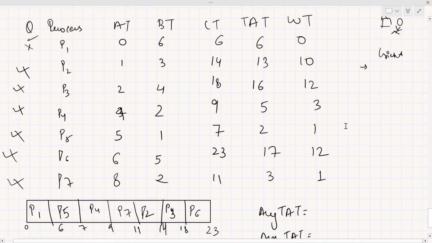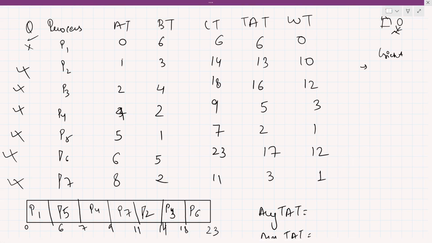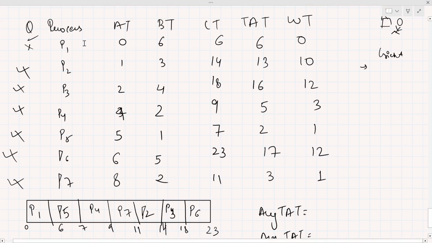This is the SJF scheduling algorithm, which is the shortest job first scheduling algorithm. I hope you understand why I chose P1 first, because at arrival time 0 only one process is available. Among the 5 processes, why I selected a particular process like P5, is because of burst time. When so many processes are available, we choose according to the burst time. So this is what SJF is.